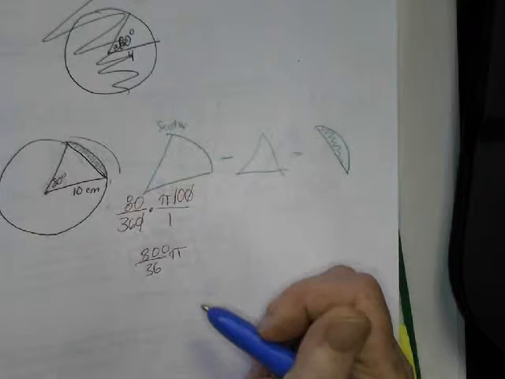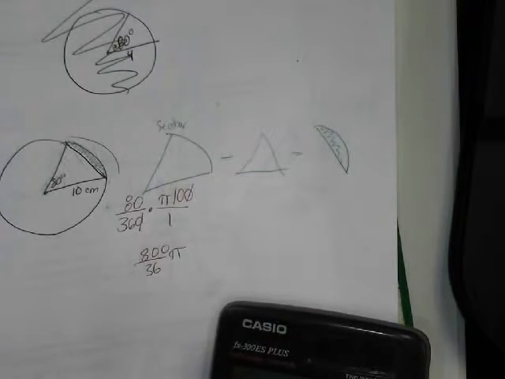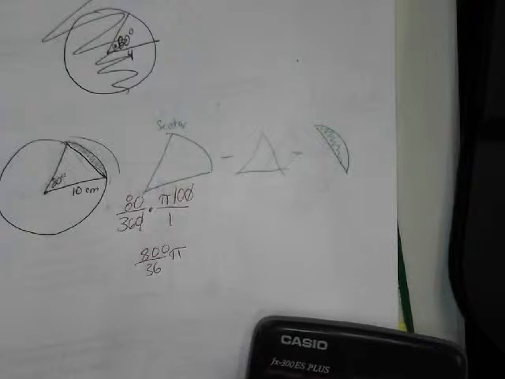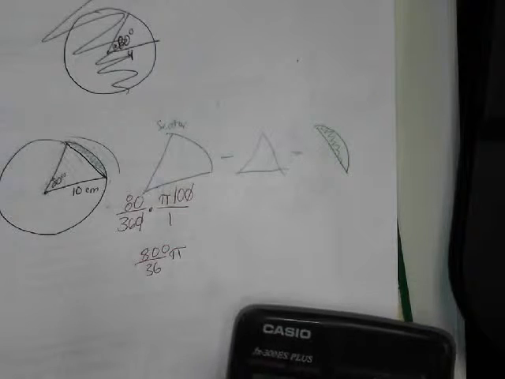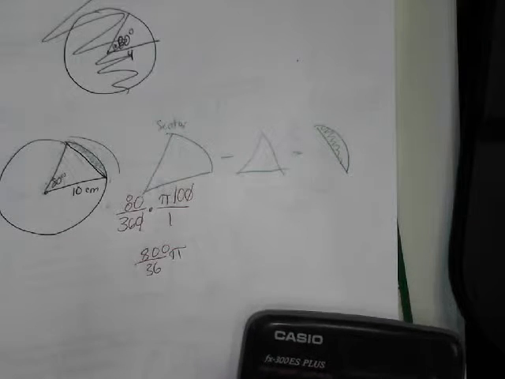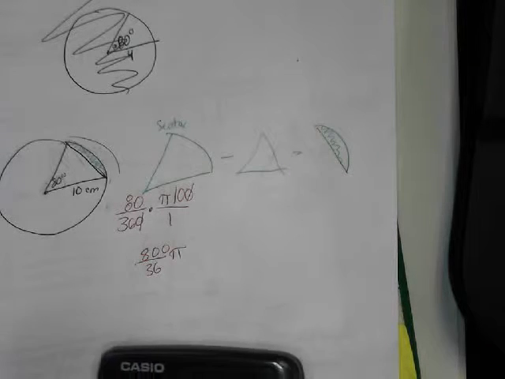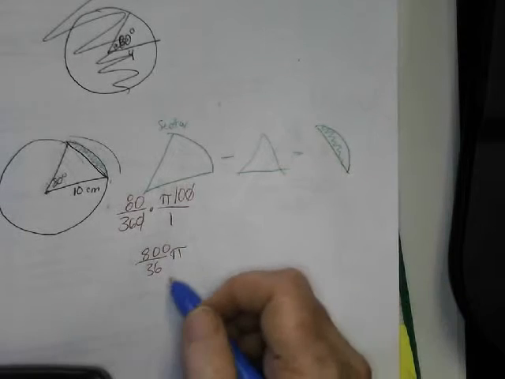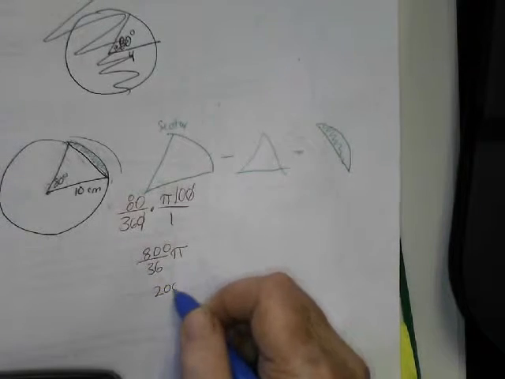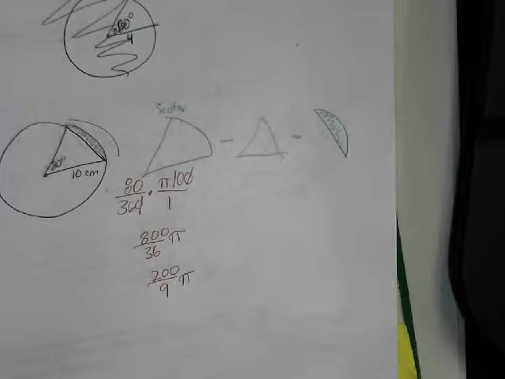Maybe I just put that in my calculator and see if it gives me a nice fraction. 800 divided by 36. That gives me 200 over 9. Right, because I can divide top and bottom by 4. So that gives me 200 over 9. So that's just a bunch of fraction math. You could do it with decimals if you wanted to. So that's the area of the sector.